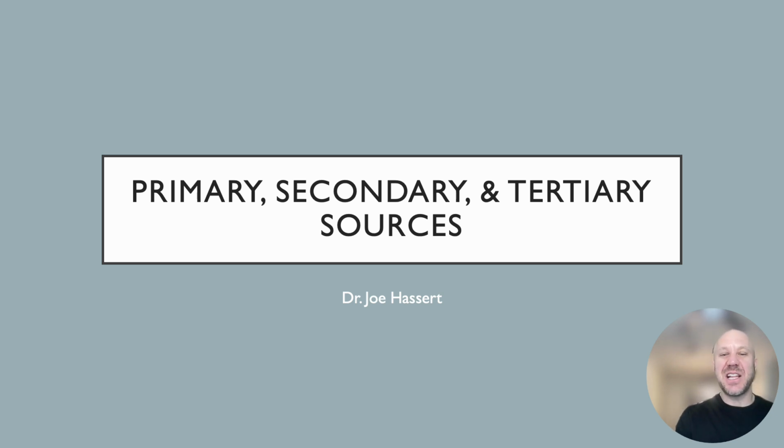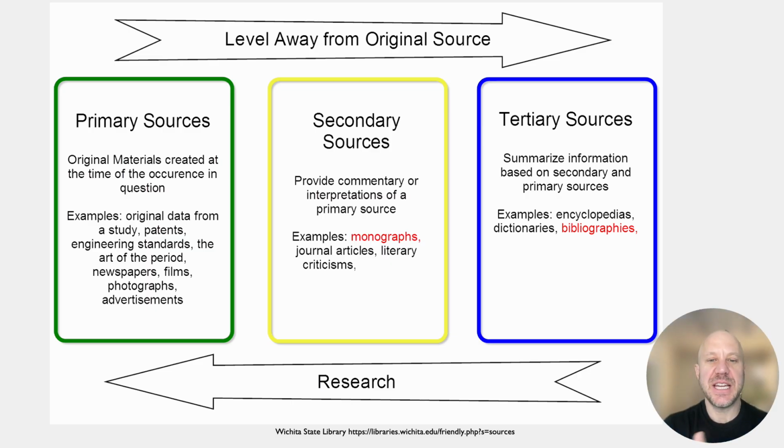Okay, so let's take a look at what primary, secondary, and tertiary sources are. Here you see an infographic that details the differences between primary, secondary, and tertiary sources of information. I got this from Wichita State Library, and you can find a link to it on the page that houses this video. If you take a look at the arrow at the top, it sums up the big differences between these three categories, which is as you move away from primary sources of information, you are getting further and further away from the original source of the information.